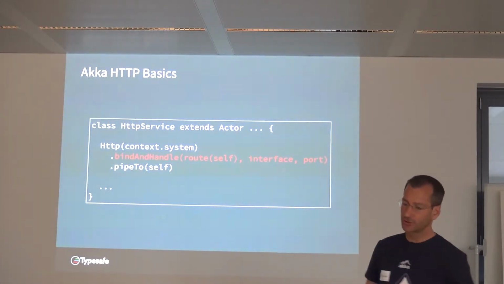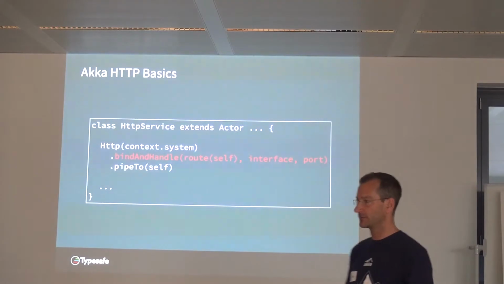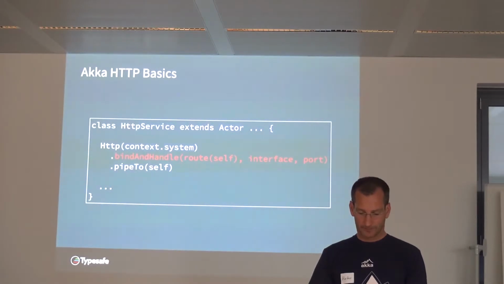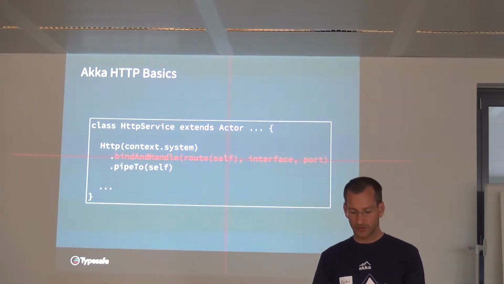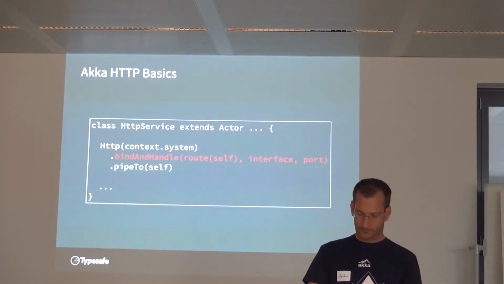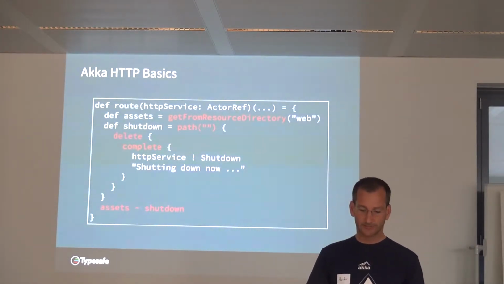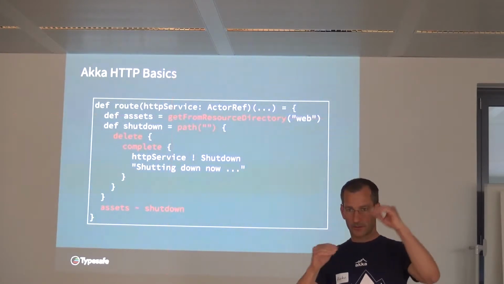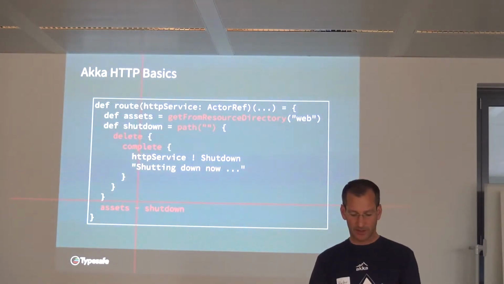So what you have to do to write an HTTP server is just a few simple things. First, you need to call the bind and handle method on some fancy HTTP interface and pass a route. I will show you what that means. And the interface and port, like localhost or whatever interface you want to bind to, and port. Okay, the route is more interesting. So this route here defines assets and shutdown. These are subroutes which get composed by this tilde.